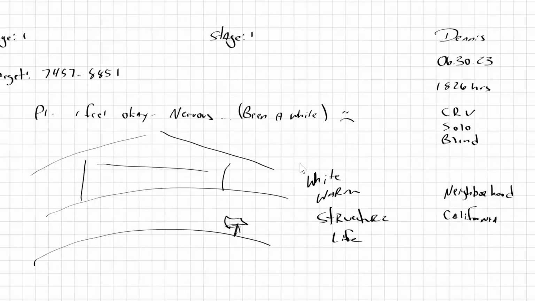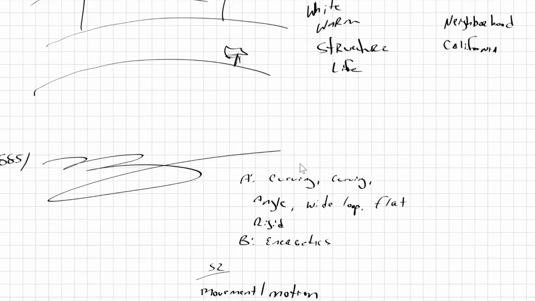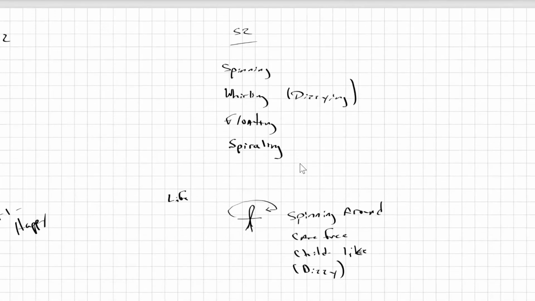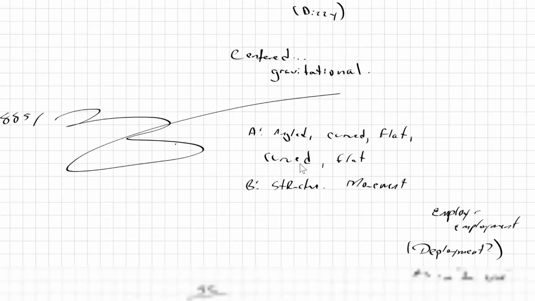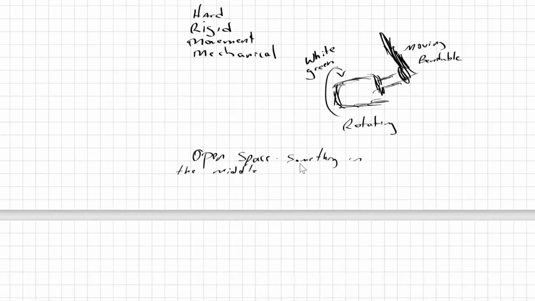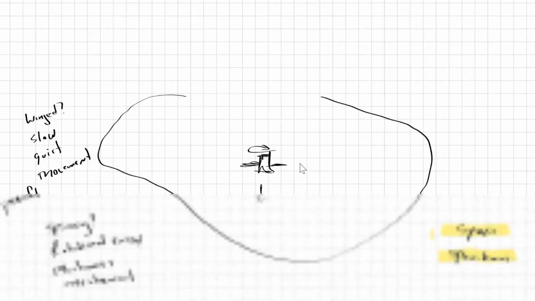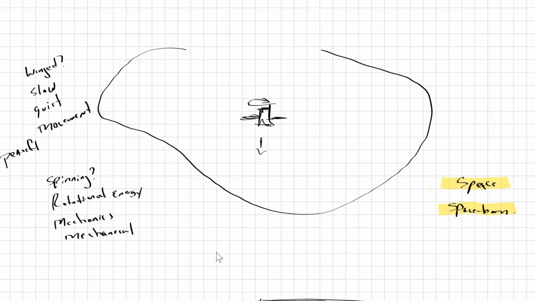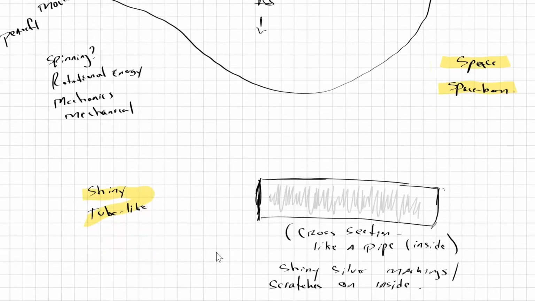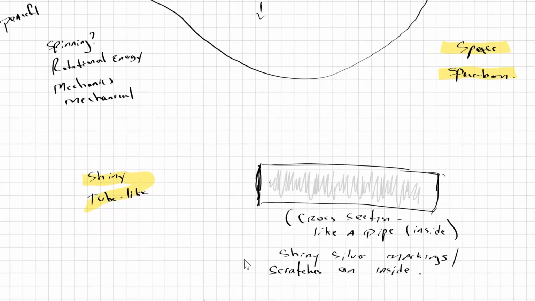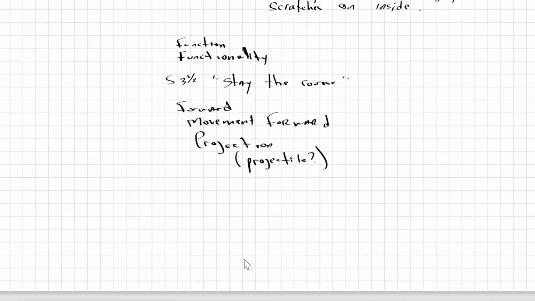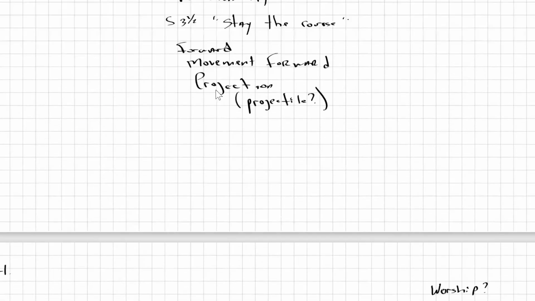All right. I did a third and final session on this one. Again, just trying to focus on the data that might be relevant to the tasking. I had this object here. Again, something that was space or spaceborne. It was spinning, had rotational energy, was shiny and tube-like. Here's a cross-section of it, like a pipe on the inside, shiny silver markings, scratches on the inside. I labeled it forward movement, projection, or a projectile.